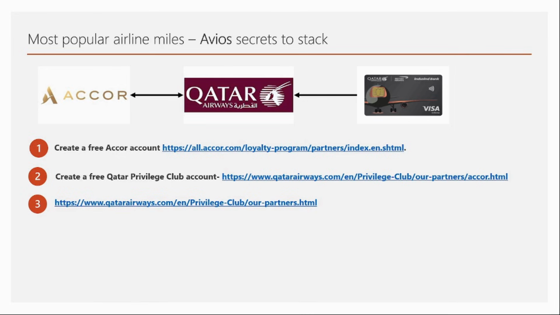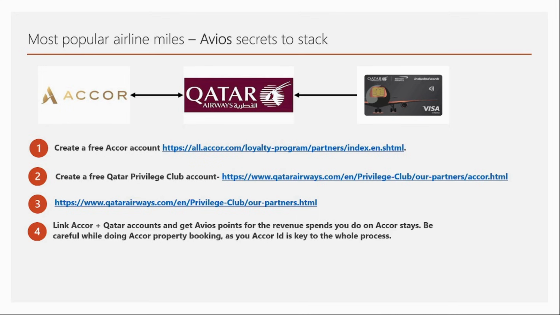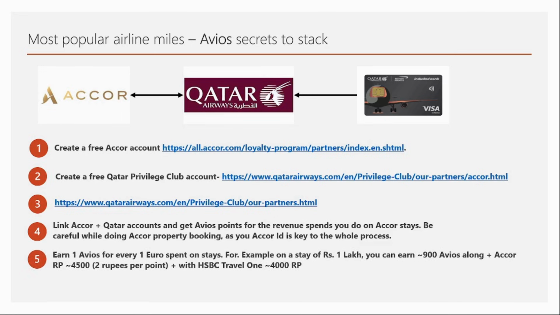The third part is the Privilege Club partner page, where it will show that you can link your Accor with Qatar Airways. I have done that to link my Accor and Qatar Privilege account. So what does linking Accor and Qatar accounts give you? You get Avios points for your revenue spends on your Accor stays. Take an example here. Earn one Avios for every euro is what the website says, but to give you a gist of what it can be for you.